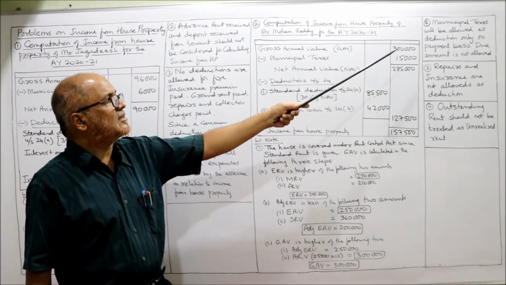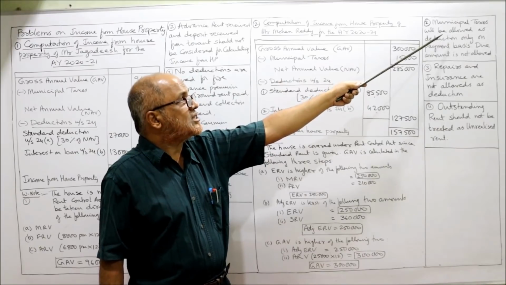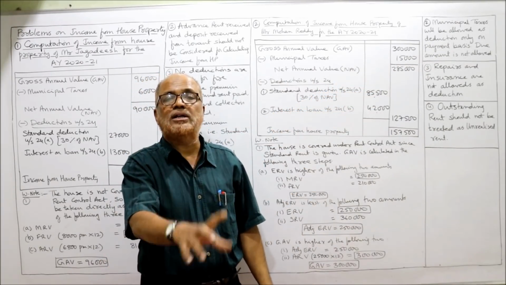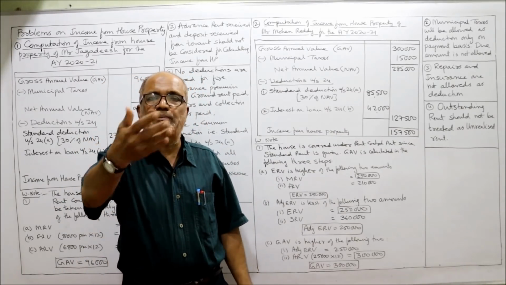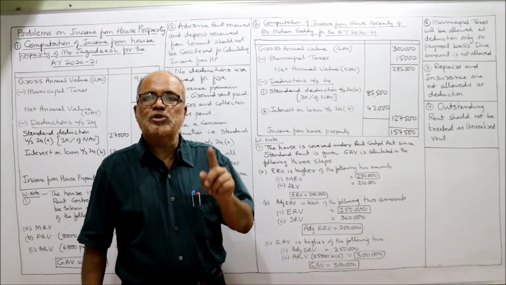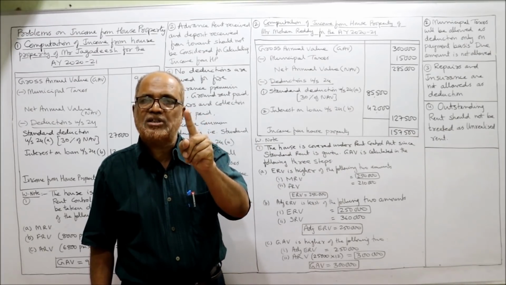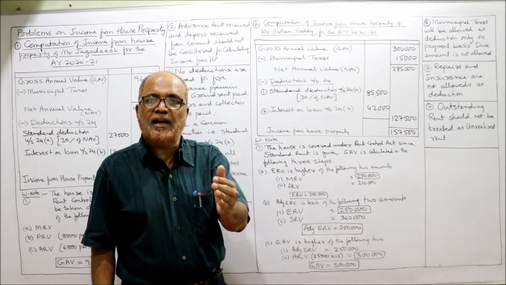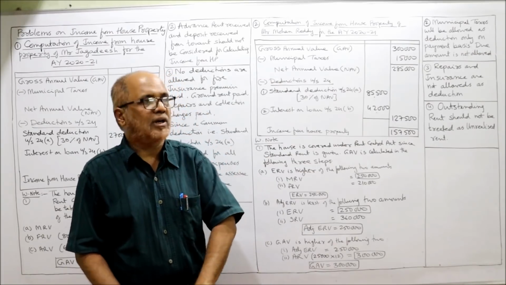Now in the working note, I'll write the working notes regarding municipal taxes. Municipal taxes will be allowed as deduction only on payment basis. Due amount is not allowed as deduction. You have to keep this provision in mind, because the coming problems also will come across it. The municipal taxes will be allowed only under two conditions. The first, it must be paid by the owner. If it is paid by the tenant, not allowed. Secondly, it will be allowed only on payment basis. If it is due, not allowed.